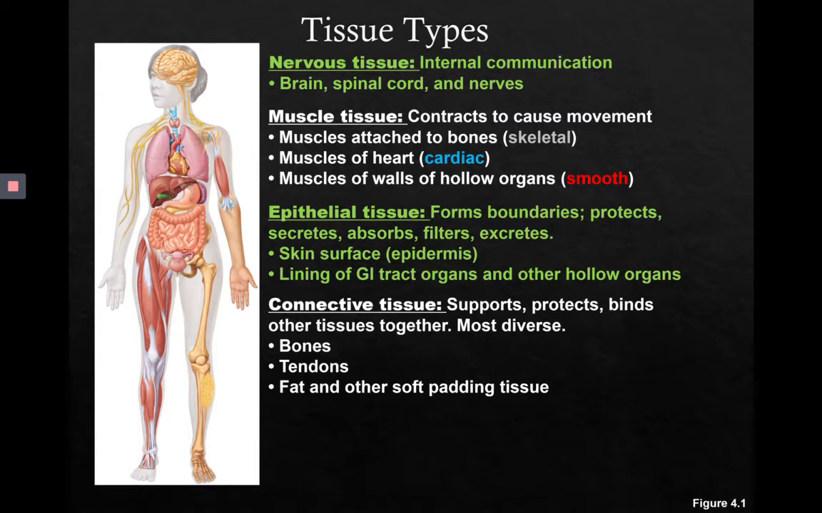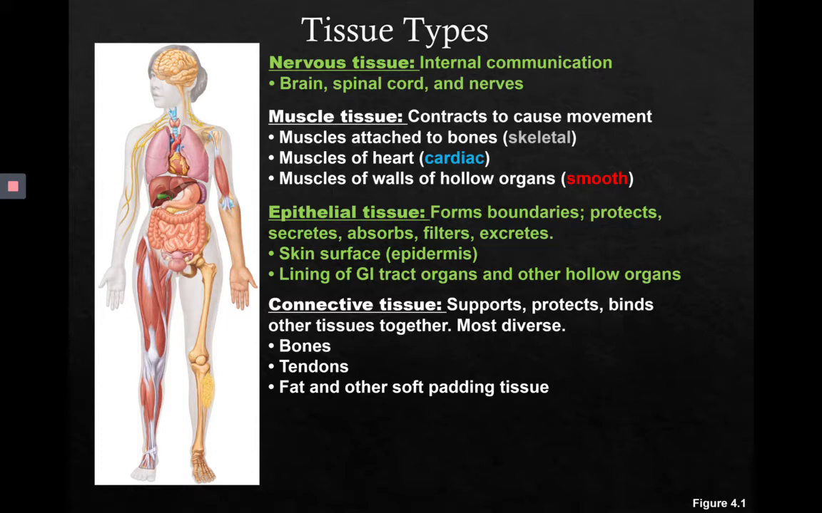So first, nervous tissue, our first word we were given for it was control. Well, how can it control things? It controls the human body via internal communication, usually via electrical signal and secretion of chemicals like neurotransmitters. What types of organs are made up of nervous tissue? The brain, the spinal cord, both of which sit in that dorsal body cavity, and then your nerves, sometimes called the peripheral nerves, that travel throughout your entire body.